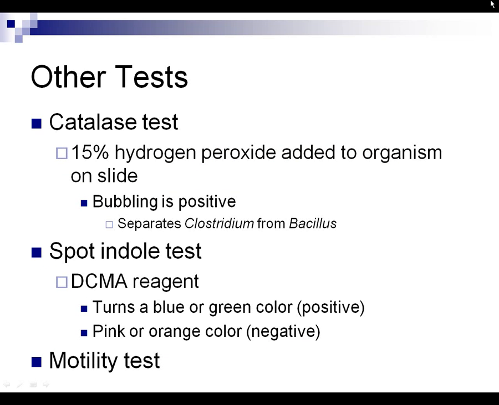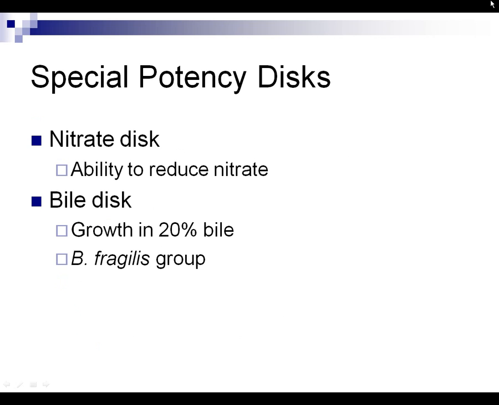Some other tests that we could use to identify some anaerobes is the catalase test, same catalase test that we've been using. The indole test is same principle, it's using a different reagent, so you have a different color being produced if it's a positive. And then the motility test, which is same principle. Nitrate disk is determining the ability of the organism to reduce nitrate, and the bile disk is determining if the organism is able to grow in 20% bile. And if it is, it's probably this Bacteroides fragilis group.